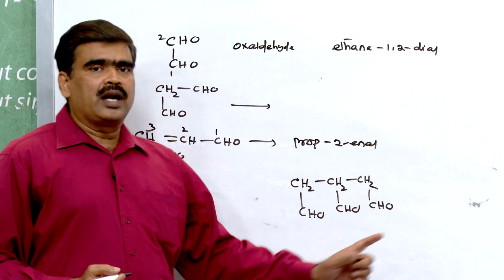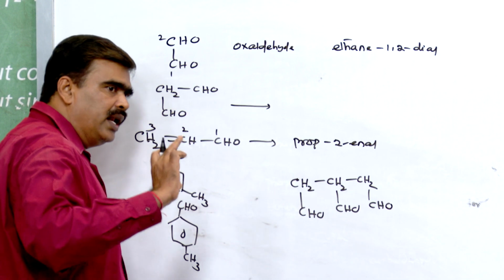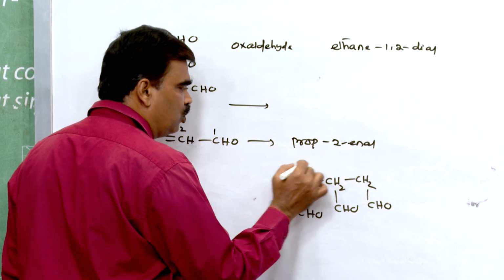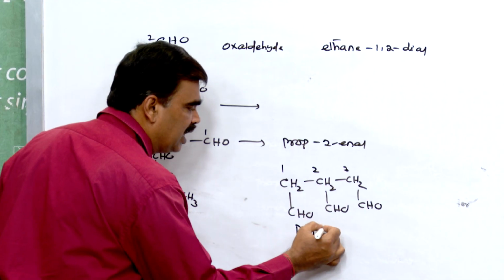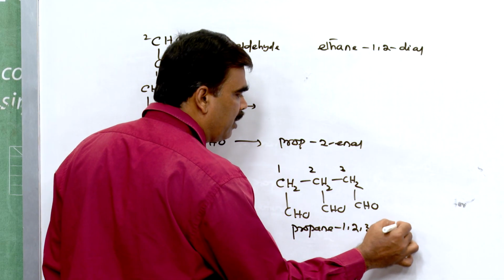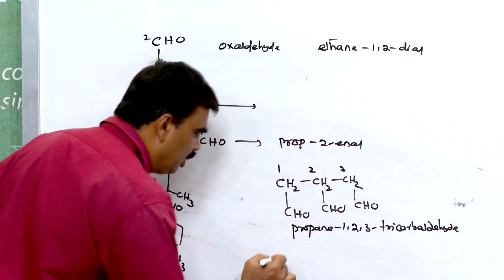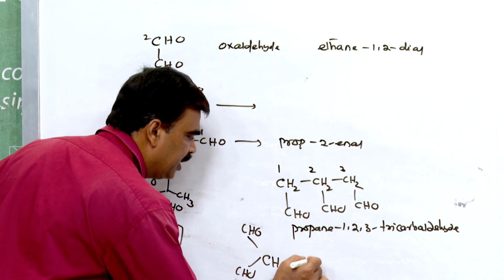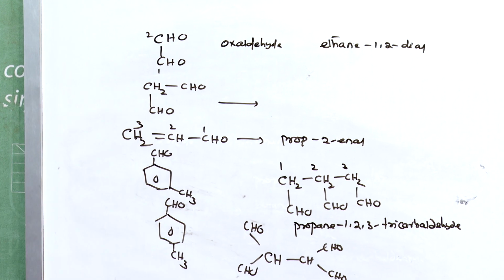Since all these groups are terminal functional groups, we cannot include them while naming or numbering the chain. So we have to eliminate these groups, then do numbering like this: 1, 2, 3. What will be the name? Propane. A special suffix is used here: propane-1,2,3-tricarbaldehyde. Similarly, you do the nomenclature of CHO, CHO, CH, CHO. I am hopeful you can easily answer the IPS naming of this compound.